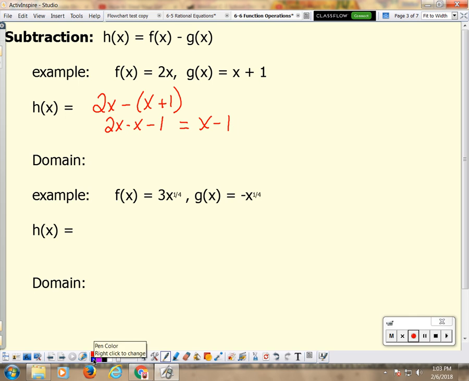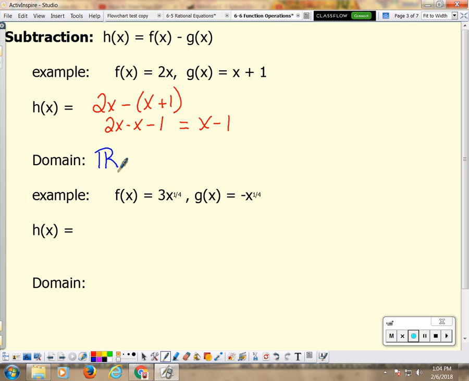What is my domain? Well, am I doing any division in the problem where I might get a 0 in the denominator? No. Am I taking any roots in this problem? Any even roots, square roots, fourth roots, fifth, sixth roots, eighth roots? No. So my domain in the case of this problem will be all real numbers.